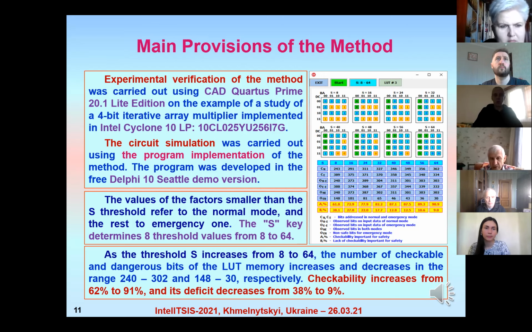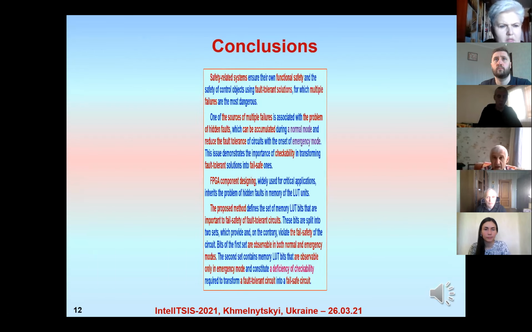As the threshold increases from 8 to 64, checkability increases from 62 to 91%, and its deficiency decreases from 38 to 9%. Conclusions.